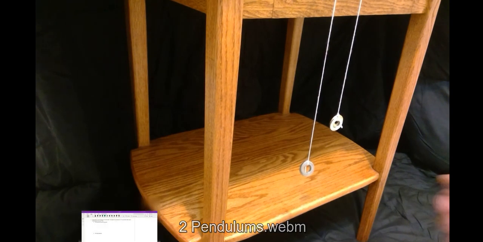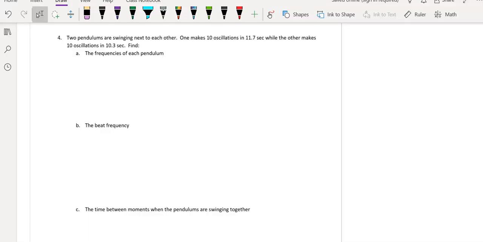Okay. So now let's go back to this problem. We have two pendulums swinging next to each other. One makes 10 oscillations in 11.7 seconds, while the other makes 10 oscillations in 10.3 seconds. Find the frequency of each pendulum. So in order to find the frequency, we're simply going to take the number of events divided by time.